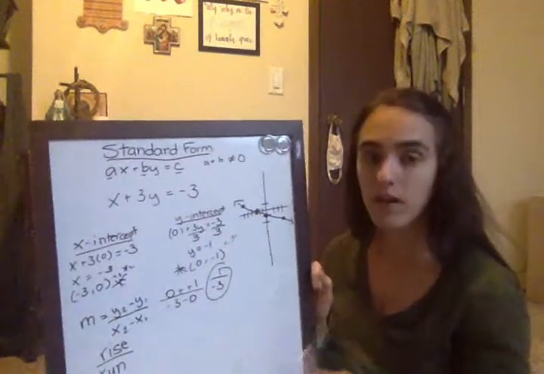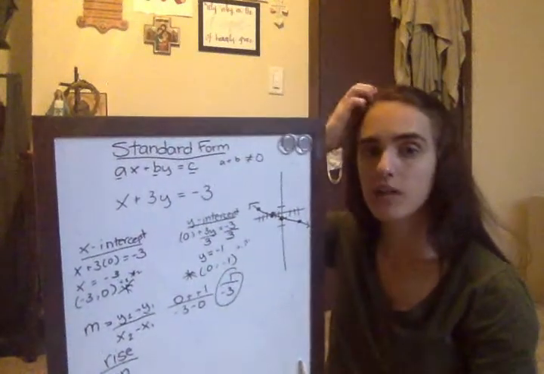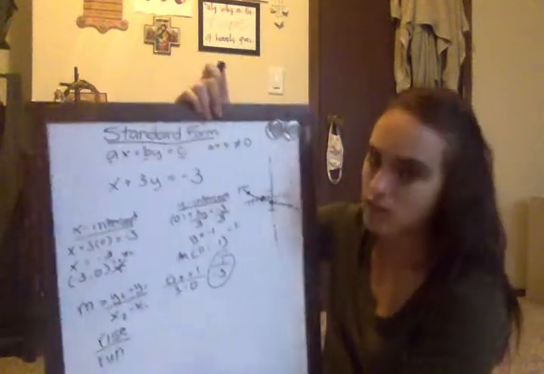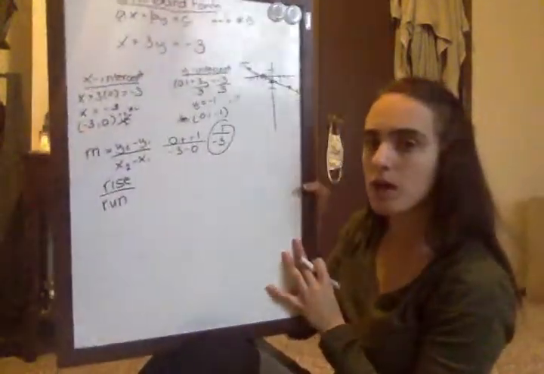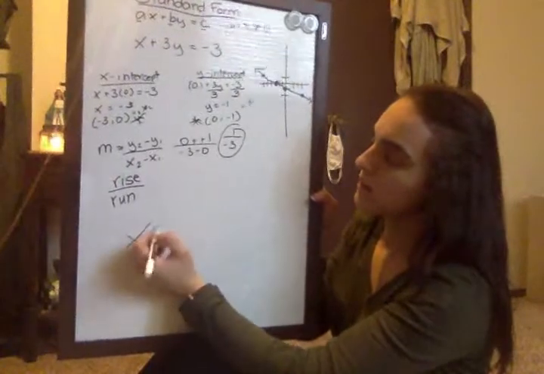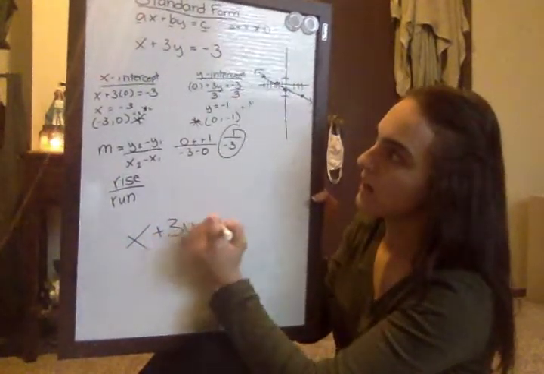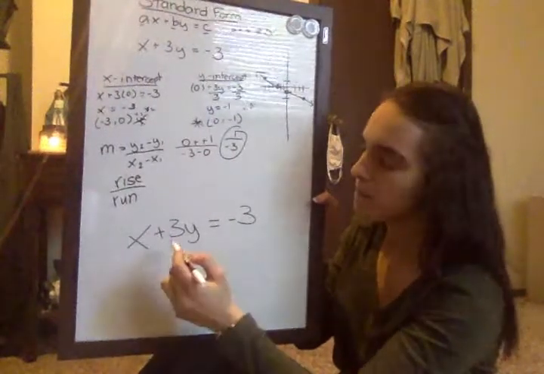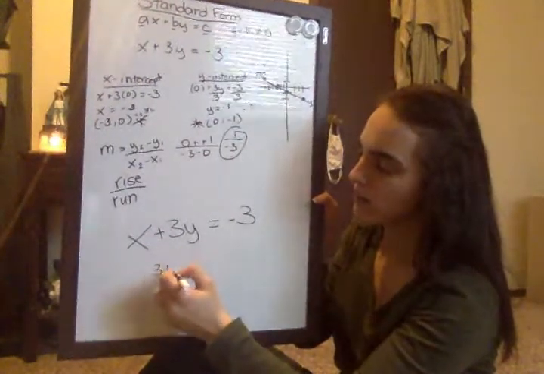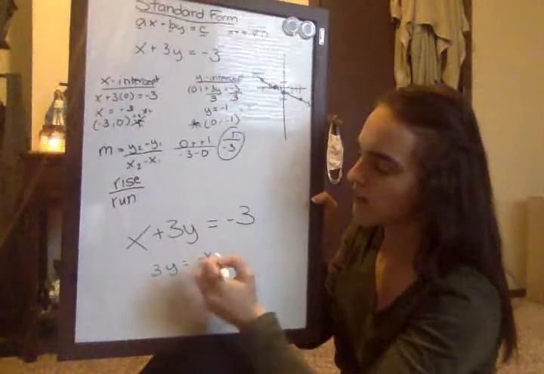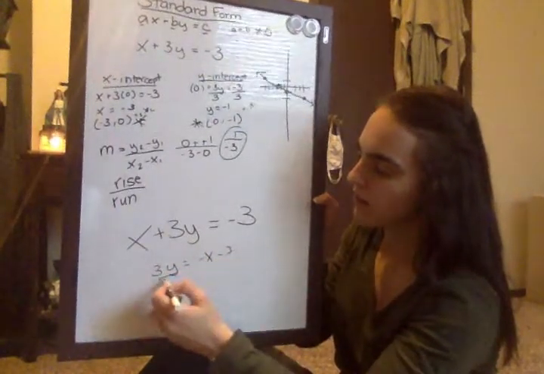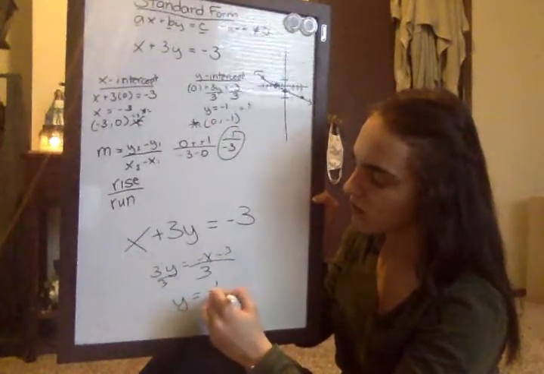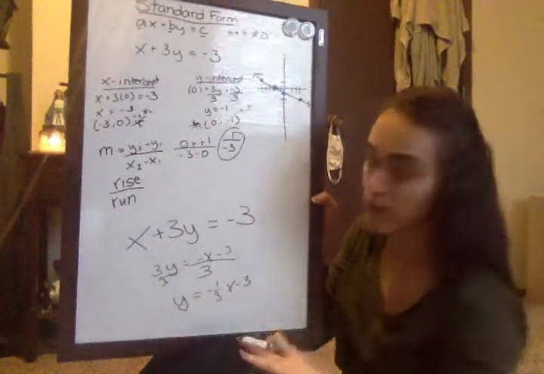So you can graph by standard form either by finding your x and y intercepts, plugging in 0 and solving for each. Or you also could have taken this, x plus 3y equals negative 3, and solved it for slope-intercept form by subtracting x to get 3y equals negative x minus 3, divide by 3, y is equal to negative 1/3 x minus 1.